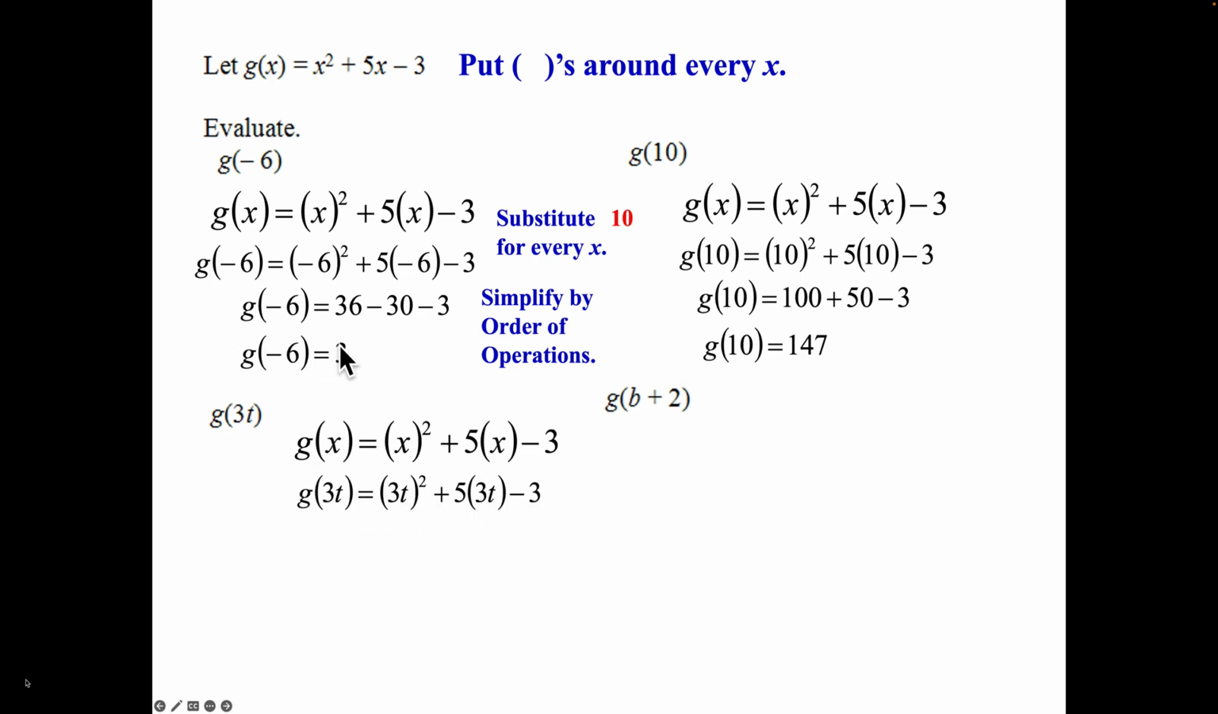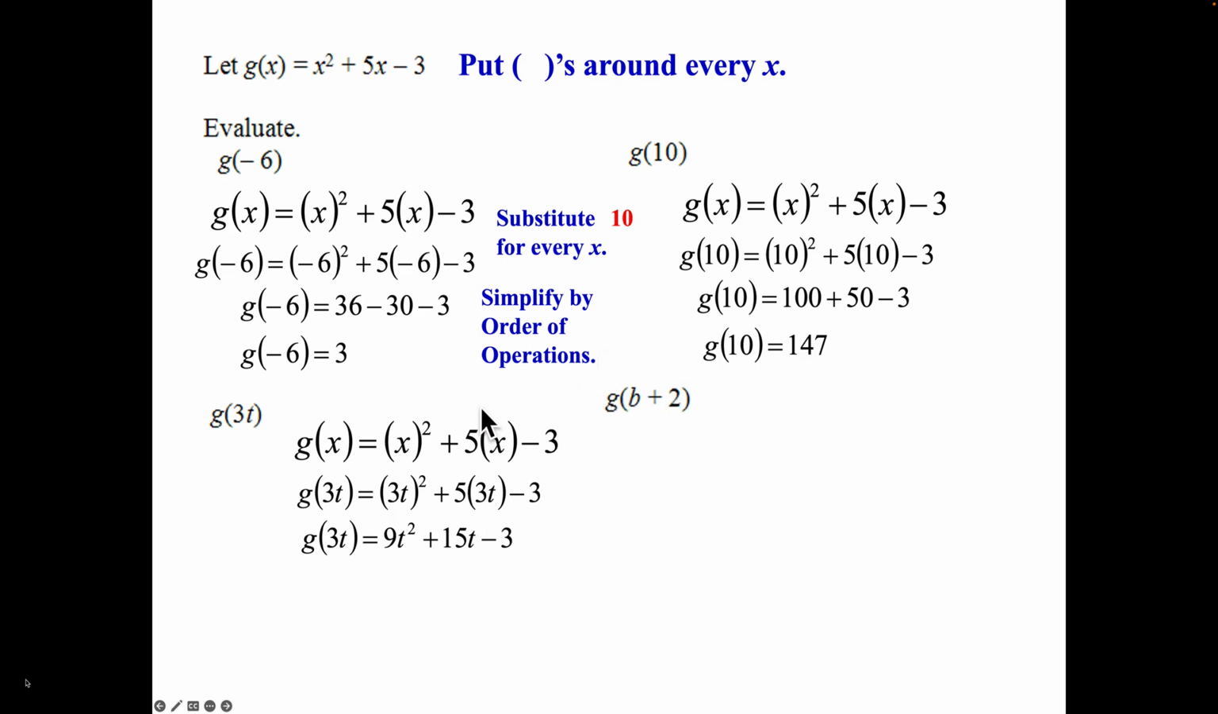So we're not going to come up with a value. If you start with a value, you finish with a value. If you start with a variable expression with t in it, you must end with a variable expression with a t in it. So 3t times itself, 3t, that's 9t squared, plus 5 times 3t is 15t, minus 3. There's nothing to simplify. I can't combine anything. You're done. This was actually easier than this one, because these were numbers and values that I can combine and simplify. Here, no like terms, I stop.